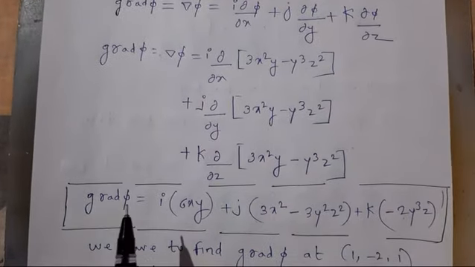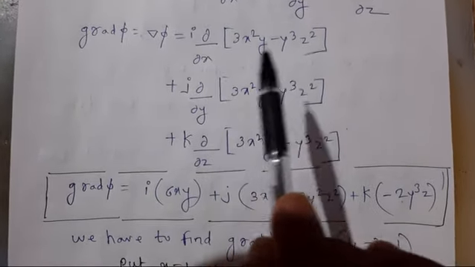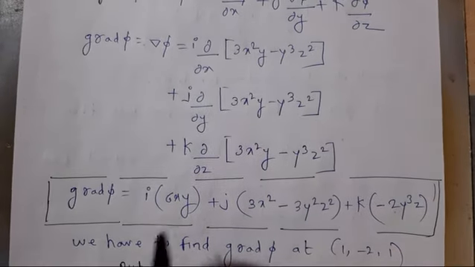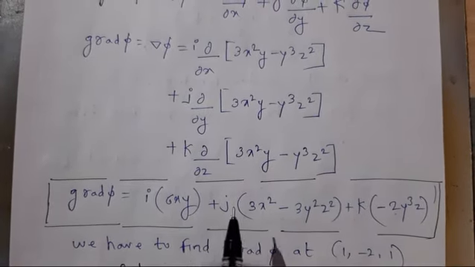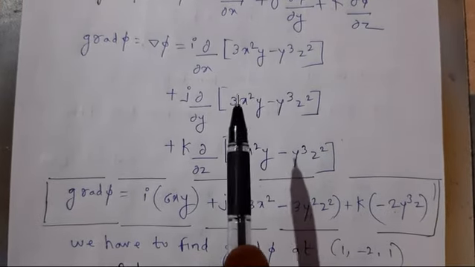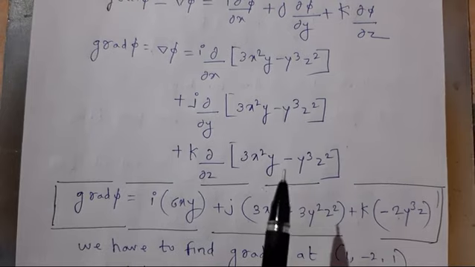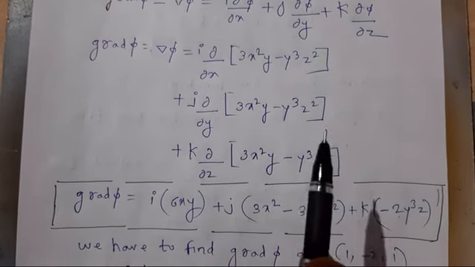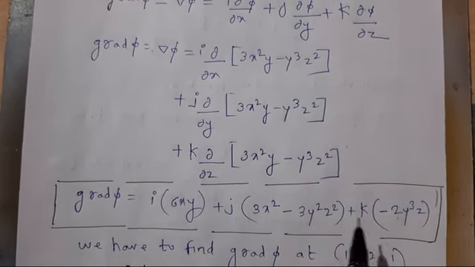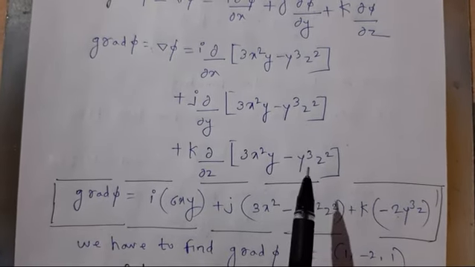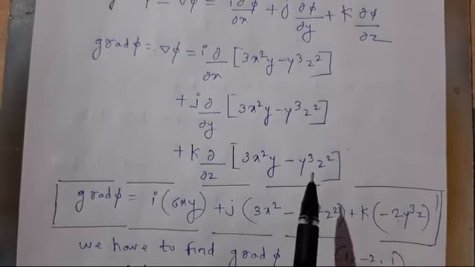Now I will differentiate this one. Gradient of phi equal to ∂/∂x of this one. We will differentiate partially with respect to x. I will get 6xy i plus j into the derivative of 3x square y with respect to y, which is 3x square, minus 3y square z square, plus k into the derivative of this with respect to z, which is minus 2y cube z.